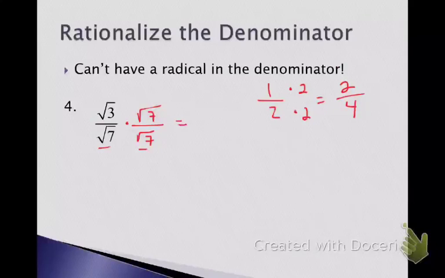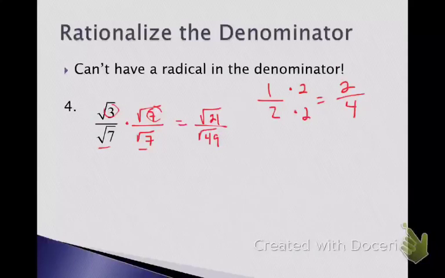Remember that we multiply the insides and multiply the outsides. Well, there's nothing to worry about multiplying the outsides too. So we multiply the insides, and the square root of 7 times 7 is 49, so we get the square root of 49 in the denominator. In the numerator, we take 3 times 7, and we get the square root of 21.